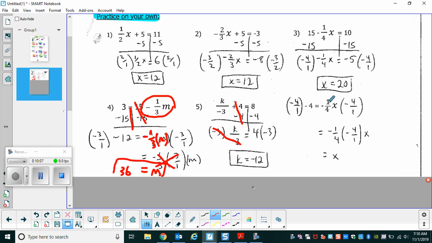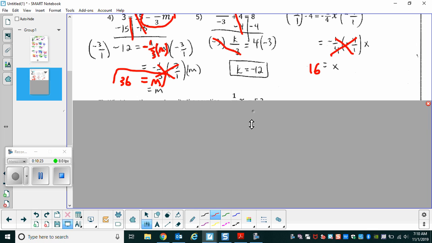And last but not least for this one, it was back to just being a one step. And for this one step, since the negative 1/4 has a reciprocal of negative 4 over 1, that cancels out. And on this side, a negative 4 times a negative 4 is a positive 16.